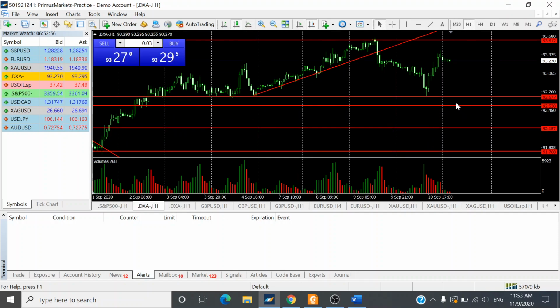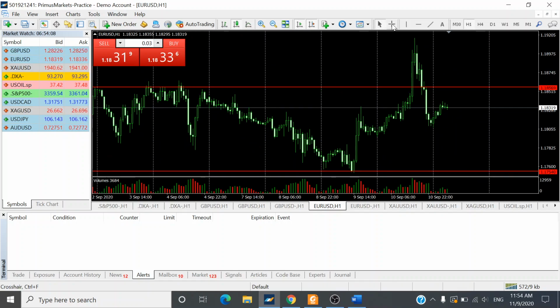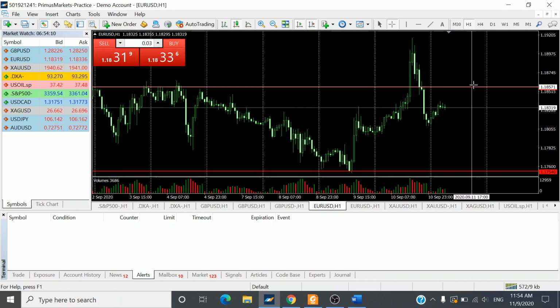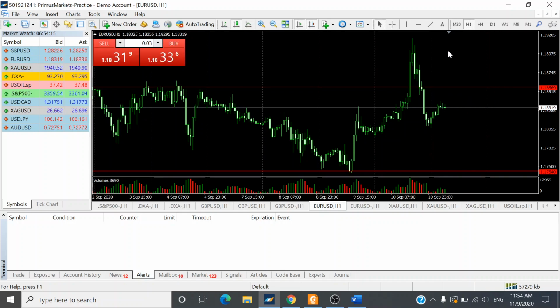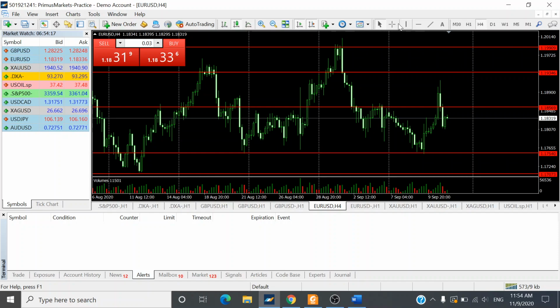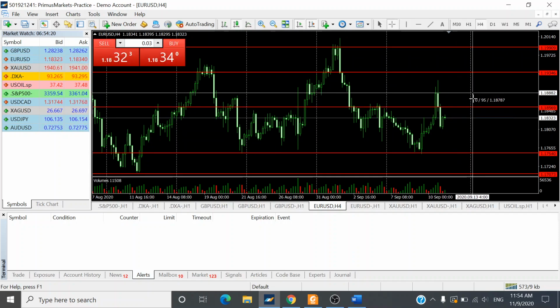Okay, so if the US dollar somehow weakens, then we could be looking at the euro dollar pushing back up a bit, possibly to these levels, 1.1863, which is about 30 pips to the upside, and the next upside potential will be here, 1.1882, which is about 60 pips to the upside.